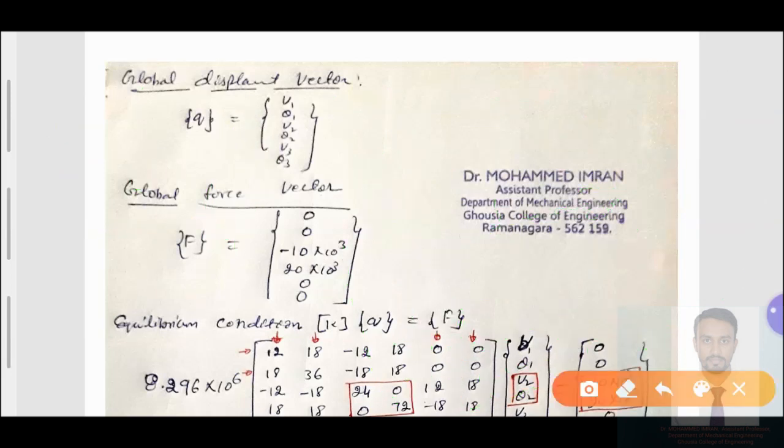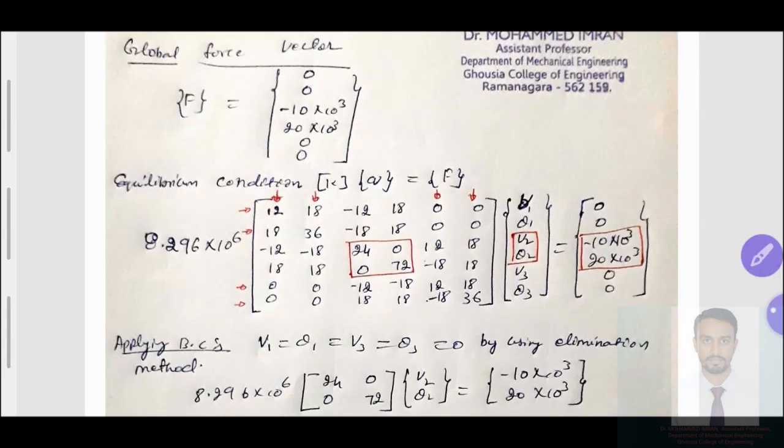Then this force is equal to 0 due to the fixed end, this moment is equal to 0 due to the fixed end. So for the forces at node number 1 all the forces and moments are 0, at node number 3 all the forces and moments are 0. At node number 2, the values of moment and forces are given. The force applied vertically downwards is minus 10 into 10 to the power of 3 Newton. Moment is applied at node number 2, 20 into 10 to the power of 3 Newton meter. This is the force vector. We got a global stiffness matrix, global displacement vector and global force vector.